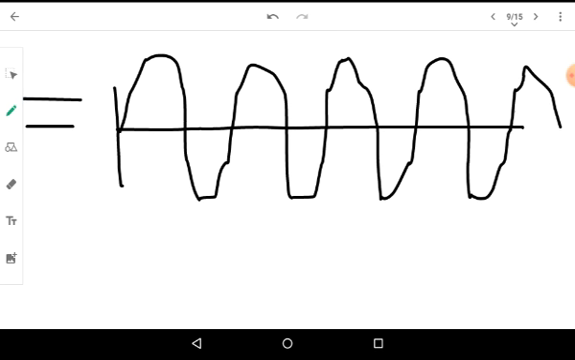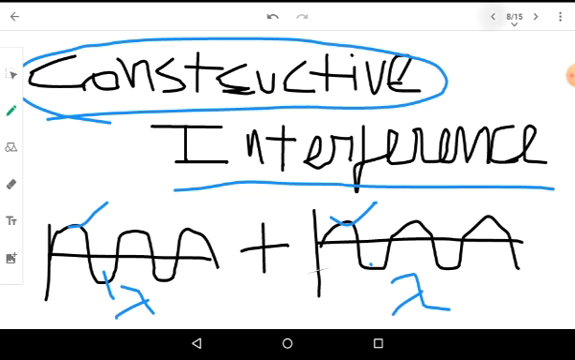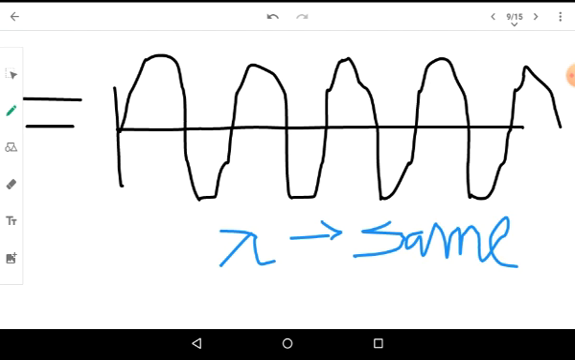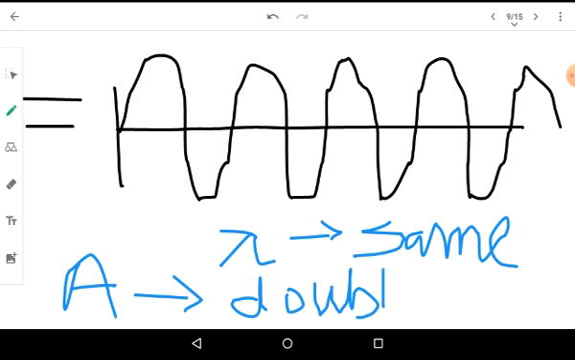So when you add these waves, there's an add sign here, you get a third wave. What will be the characteristics of this wave? The lambda will be the same, but the amplitude will be doubled.